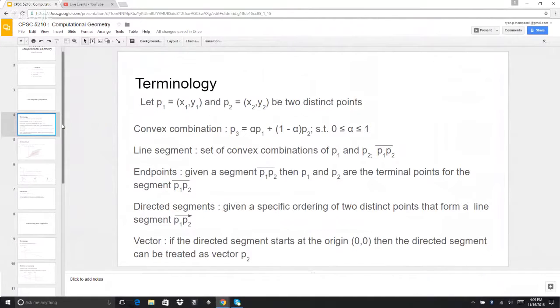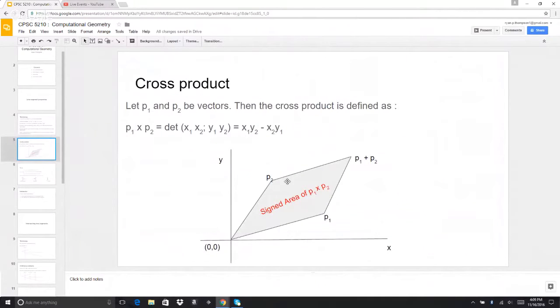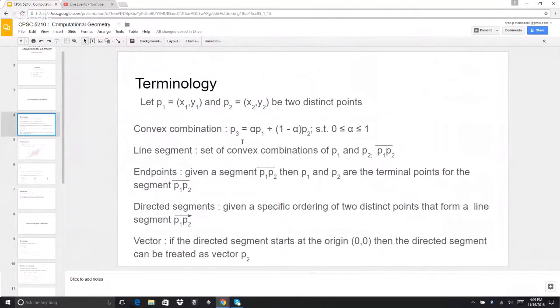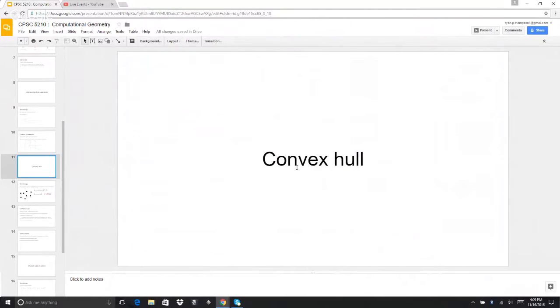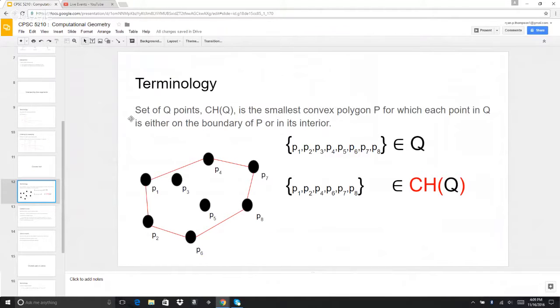Now the hull you can think of as an envelope or this surface area after you've taken the combination of points. So let's keep that in mind as we explore what a convex hull is. Terminology. Given a set of Q points, CH(Q) is the smallest convex polygon P for which each point in Q is either on the boundary of P or in its interior.